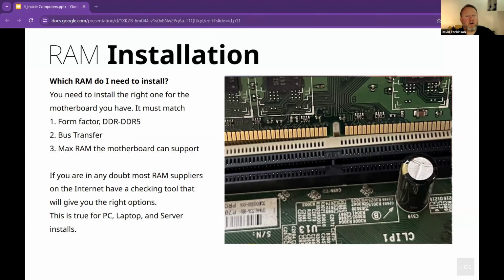Perfect. So once you've got those aligned, because the notch will always be at one side of the chip, it will never be in the middle. It will be one side or it'll be two. That means you will always put it in the right way around.